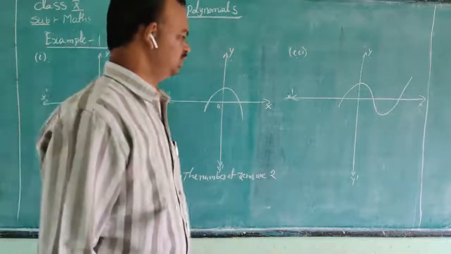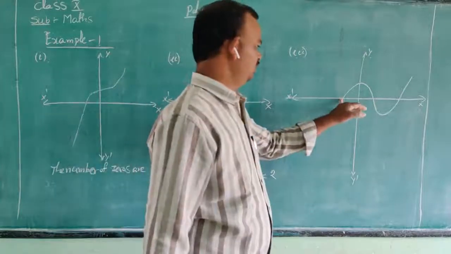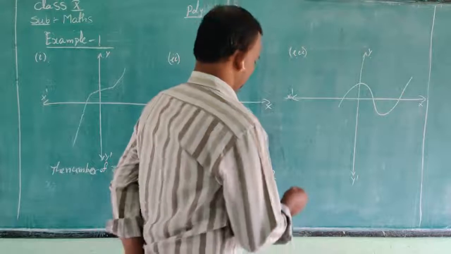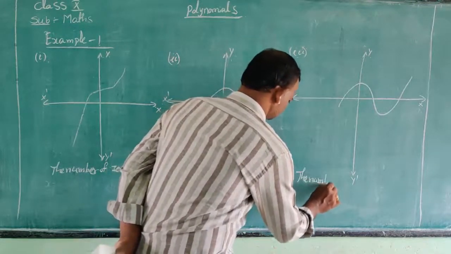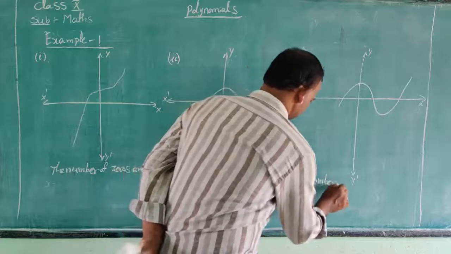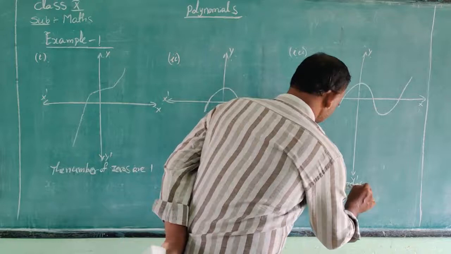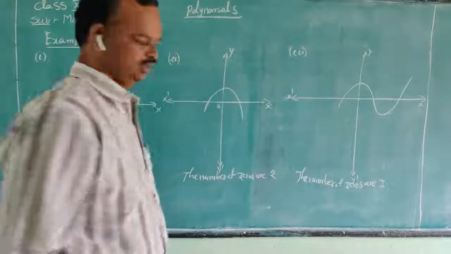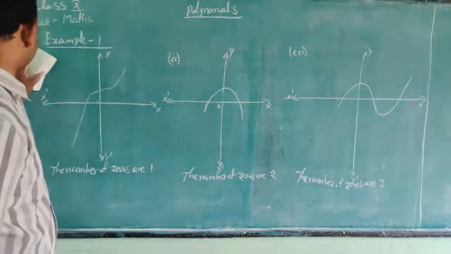The graph touches the x-axis at 3 points. 1, 2, 3. So the number of zeros is 3. Next, the fourth one.